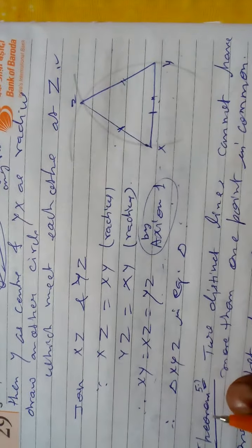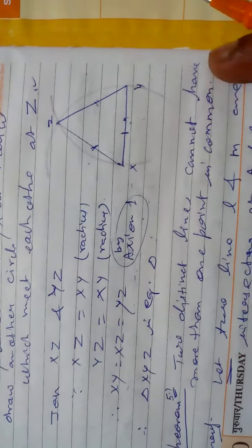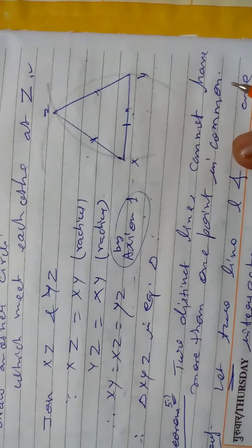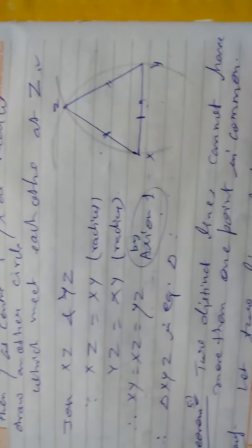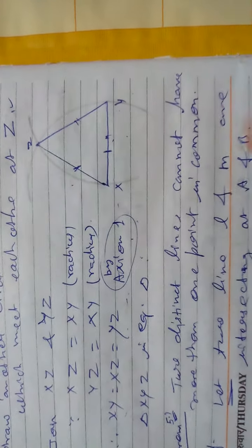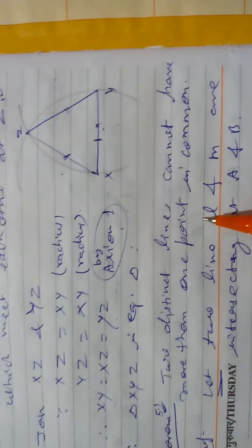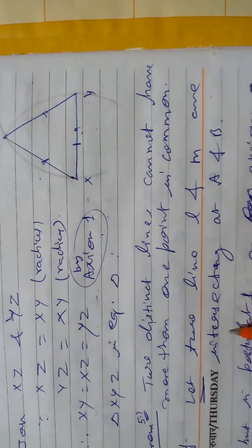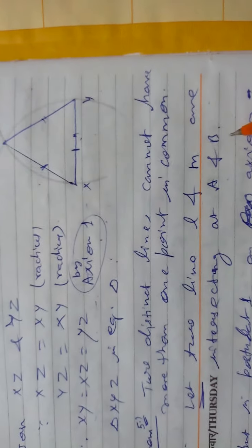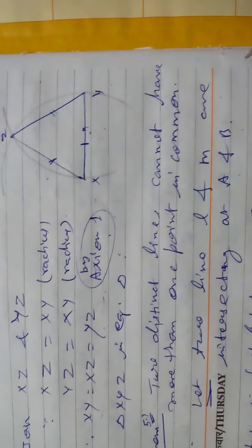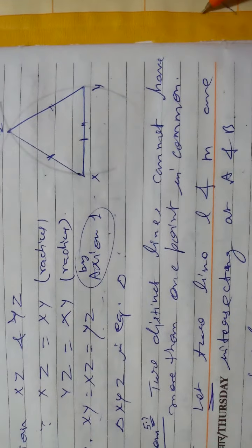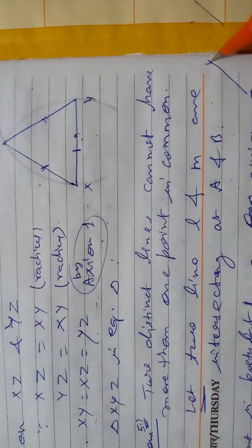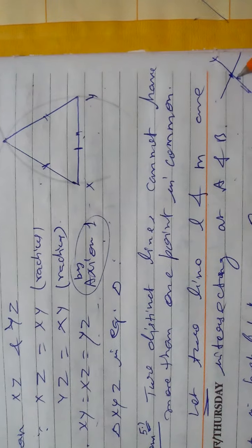Now a theorem is given, 5.1. Two distinct lines cannot have more than one point in common. Suppose two lines L and M are intersecting at 2 points A and B. Suppose I am taking two lines intersecting at 2 points. This is the line given and this line is intersecting at 2 points. Here is A and here is B.